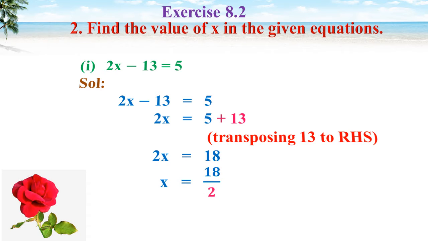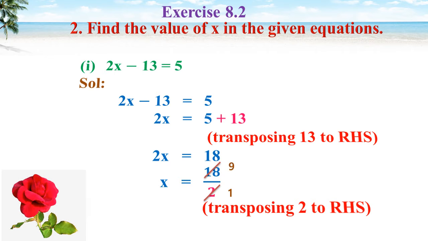Then 2 and x are multiplied here. The opposite of multiplication is division. So x is equal to 18 divided by 2. Now we can cancel the common factors. 2 is the common factor. 1 2 is 2, 9 2s are 18. The value of x is 9.